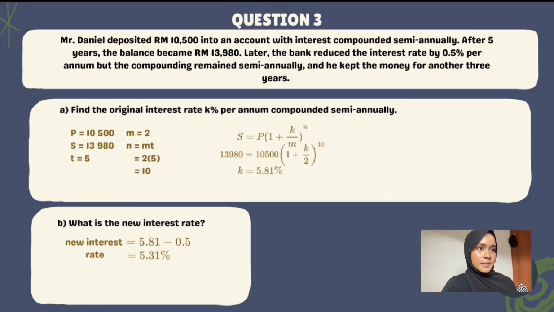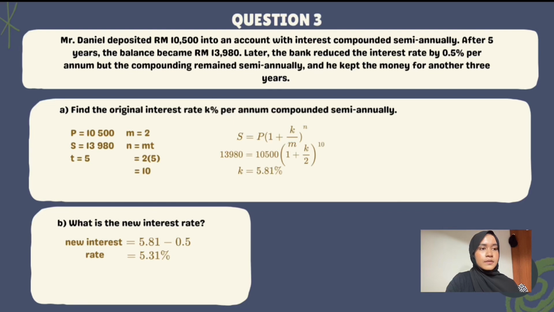Hi everyone, I will explain how to solve this compound interest question step by step. First, we need to identify the values given. The principal is P equals 10,500. The amount after 5 years is S equals 30,980. The interest is compounded semi-annually, so M equals 2. Time for the first part is T equals 5, and then N equals 5 times 2. We got 10. So for part A, we need to find the original interest rate.